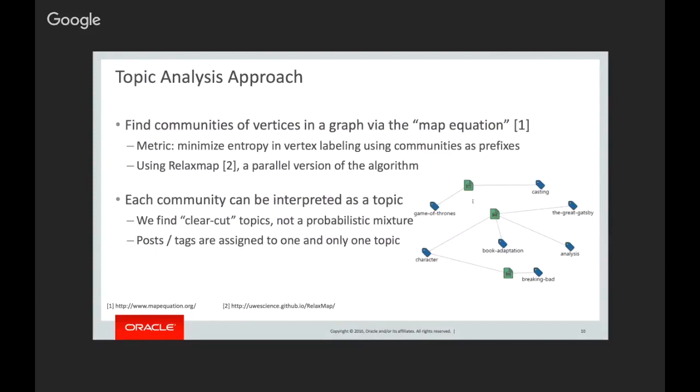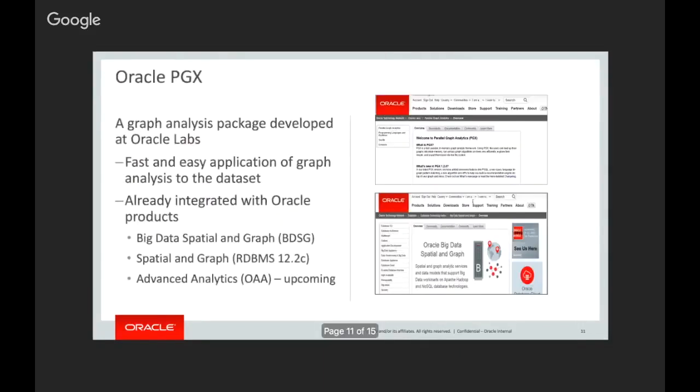So then the topic analysis is done with the map equation algorithm, and we're using RelaxMap. That's just a parallel version of this algorithm, and it's basically just finding communities, and these communities can be interpreted as topics. We say each community is one topic, so there's no mixture, and each post and tag is assigned to one and only one topic. That's an assumption that we make here to make it nicer.